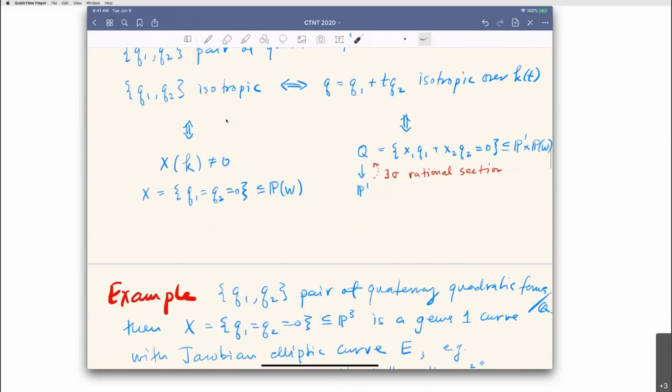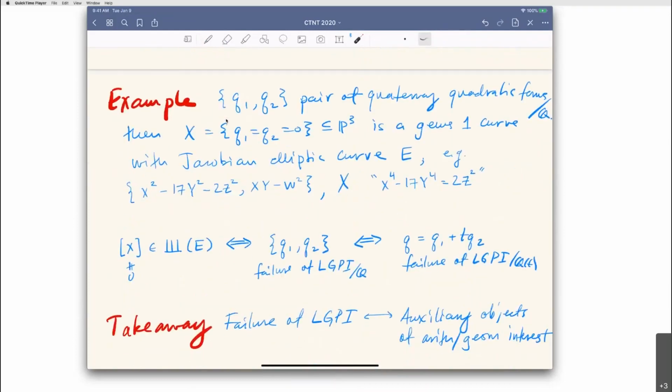And here's an example of this working out. Say you have a pair of quaternary quadratic forms over the rational numbers, in the situation that we were looking at. Then if we look at the complete intersection of those two defining quadrics, this is well known: an intersection of two quadrics in P3. This is a genus 1 curve. It may not have a rational point, but it has some Jacobian, which you could call E.